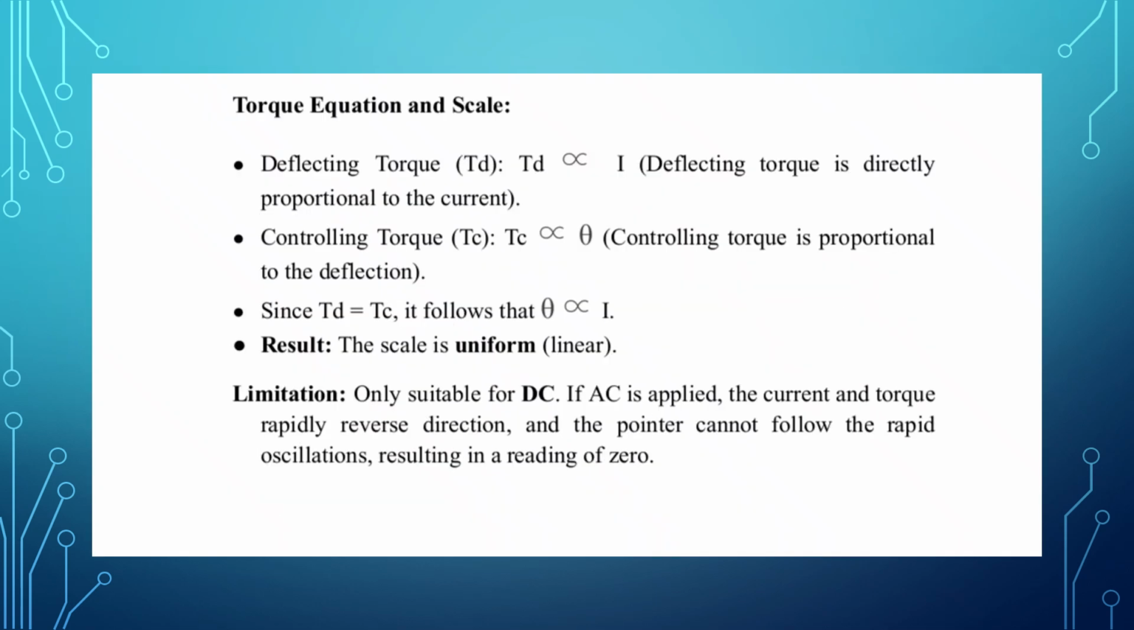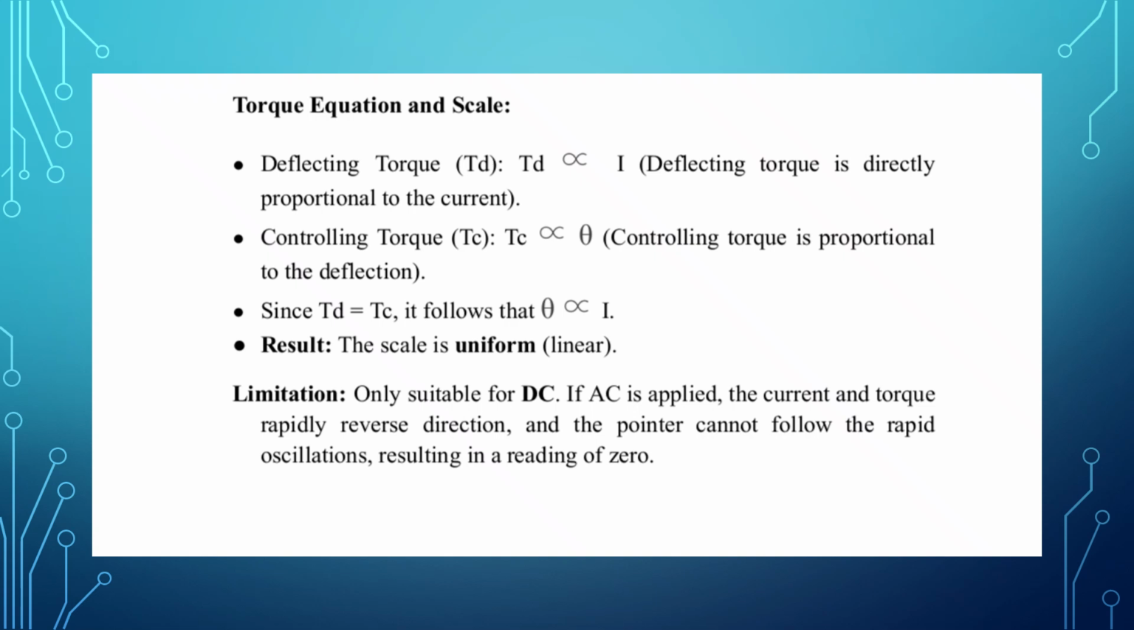See the torque equation and scale. Deflecting torque TD is directly proportional to I. Deflecting torque is directly proportional to the current. Controlling torque TC is directly proportional to theta. Controlling torque is proportional to the deflection. Since TD is equal to TC, it follows that theta is directly proportional to I, which is the current. Now, what is the result? The scale is uniform, linear.